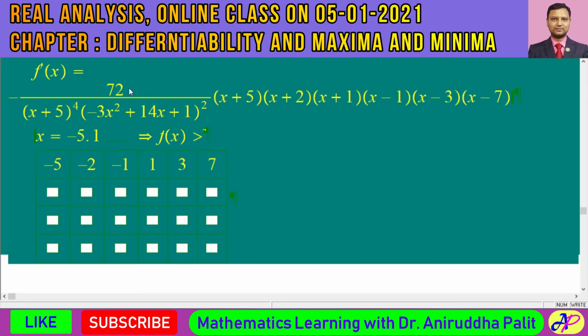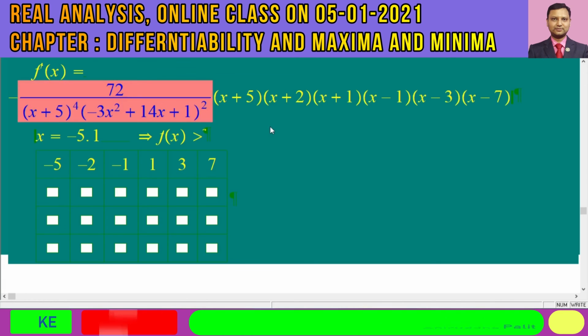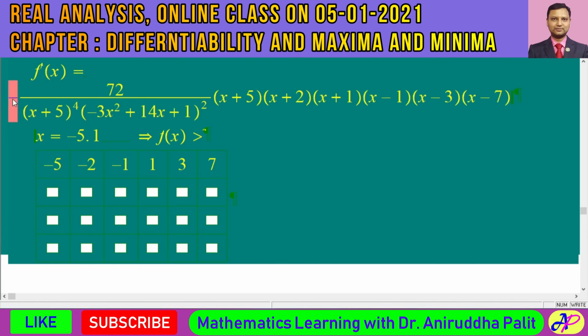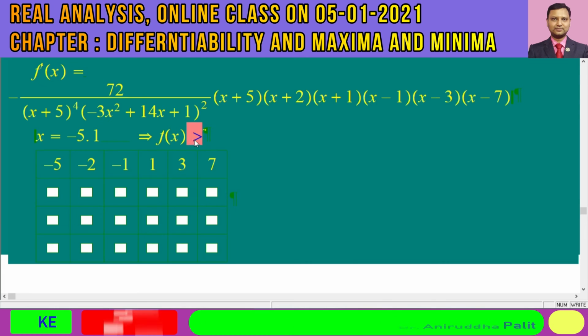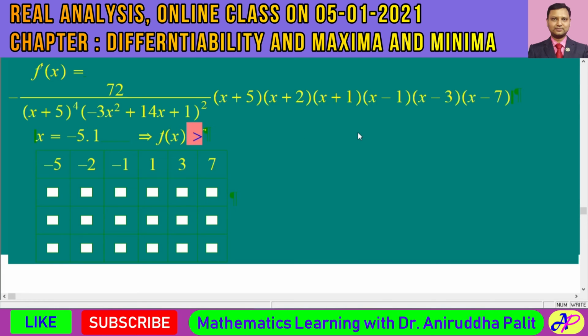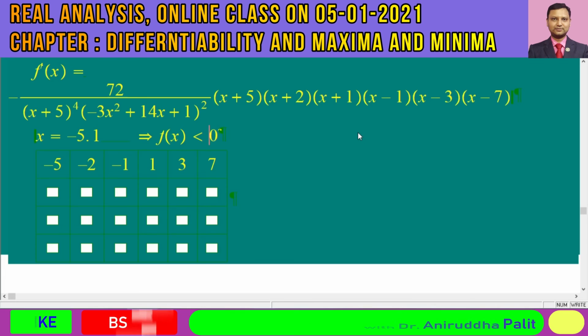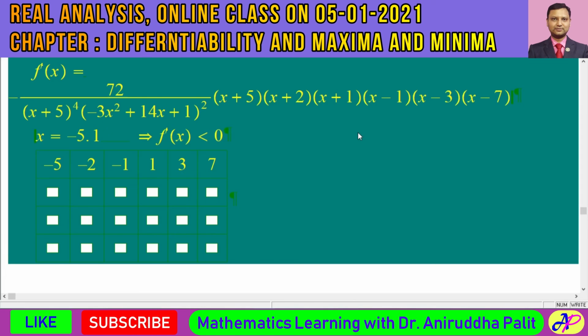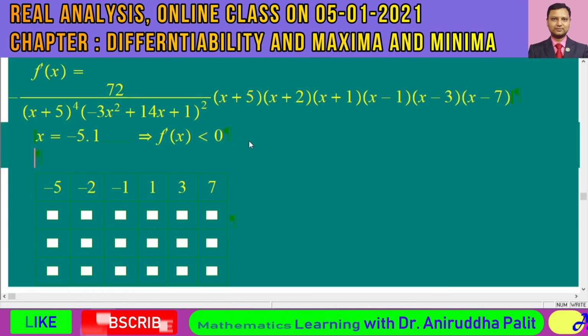And this portion is a positive part, but due to the presence of this negative part, we can say that f dash x is less than 0. The derivative f dash x should be less than 0. So we can say that at x is equal to minus 5.1, that means on the left neighborhood of minus 5. And what about the right neighborhood of minus 5? Suppose x is equal to minus 4.9.